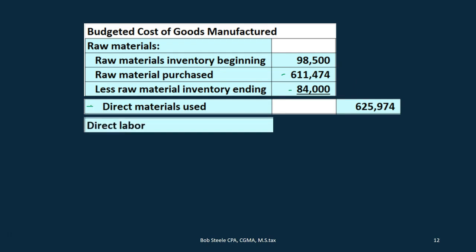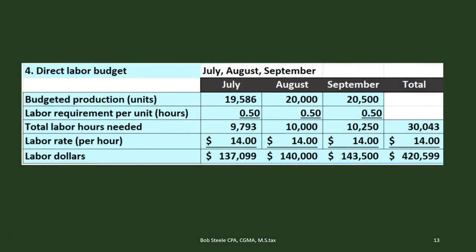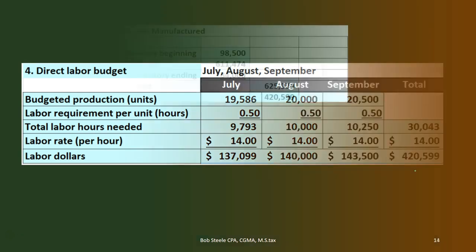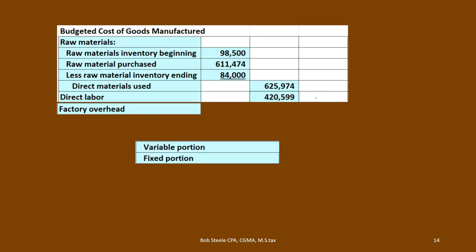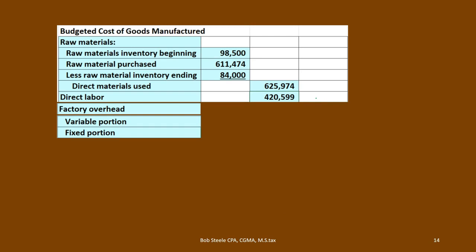Then we're going to take a look at the direct labor. Might be a little bit more straightforward. We're going to jump back to step 4, which is the direct labor budget, and we'll take the number at the end of the budget for the total of the quarter, 425.99, and that will be the direct labor numbers. Next piece, we're going to have the factory overhead. So now we of course have the direct materials, and now we have the direct labor. Next piece is the factory overhead. We're going to have the variable portion and the fixed portion.